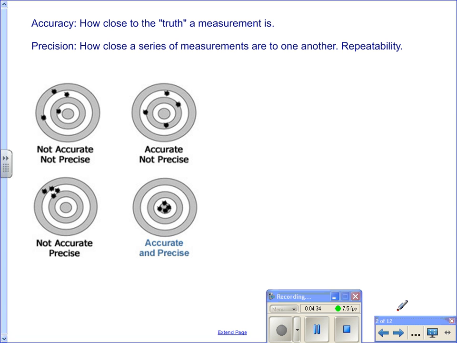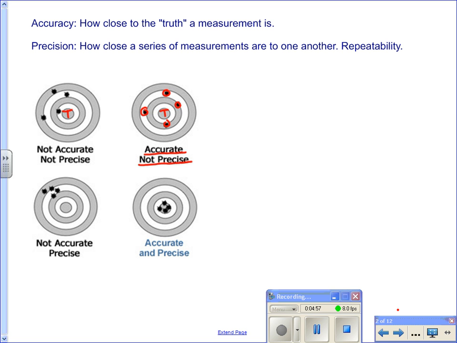If we look at this one, here's the truth right there. We're kind of off of the mark, so we're not accurate, and there's a pretty big scatter, so it's not very precise. Look at this one though. This is kind of strange. It's accurate because the shots are scattered around the truth, but it's not precise. You can't repeatedly hit that target or come close to that target.